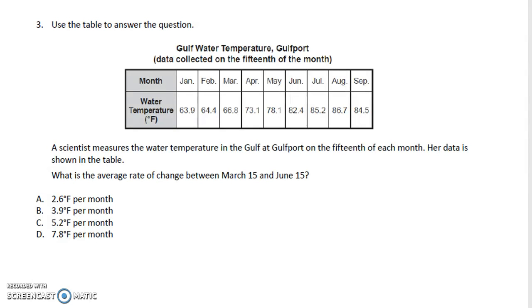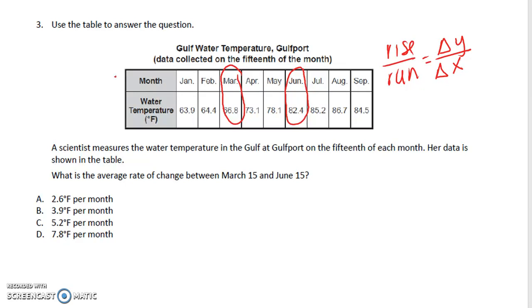All right, looking at number 2, we've got this table here. A scientist measures the water temperatures in the Gulf at Gulfport on the 15th of each month. Her data is shown in the table. What is the average rate of change between March and June? So what we need to figure out is what is that average rate of change? Remember, rise over run, change in y over the change in x. So go ahead and calculate that rate of change, and then we will discuss the answer.